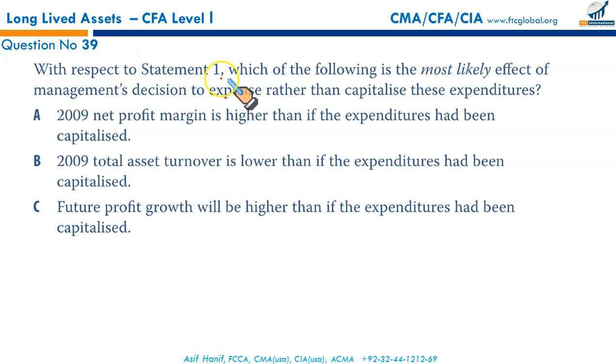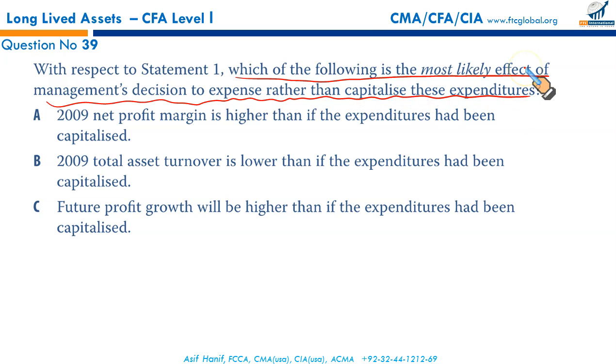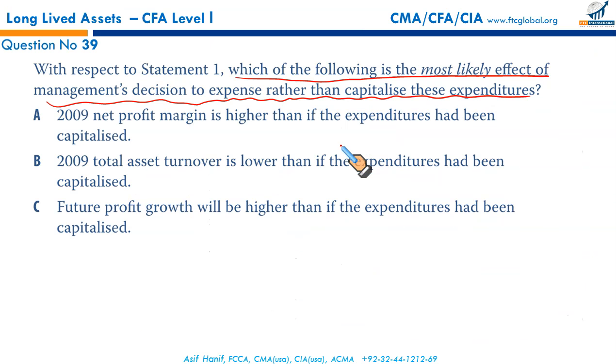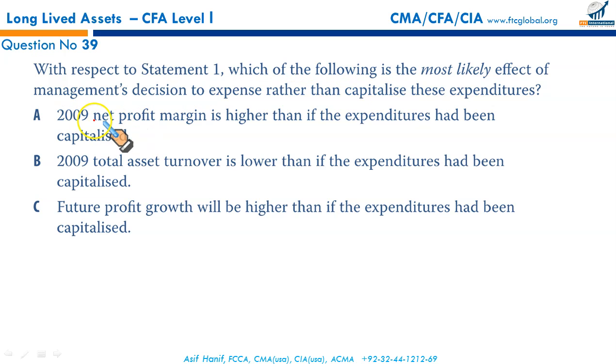With respect to statement 1, which of the following is the most likely effect of the management decision to expense rather than capitalize these expenditures? Why did they expense a large amount instead of capitalizing? It could have been capitalized. I think the number hasn't been given, so the amount that has been expensed is not given separately. So we need to know the reason. Why did they do that? This is the first question. A: 2009 net profit margin is higher than if the expenditure had been capitalized.